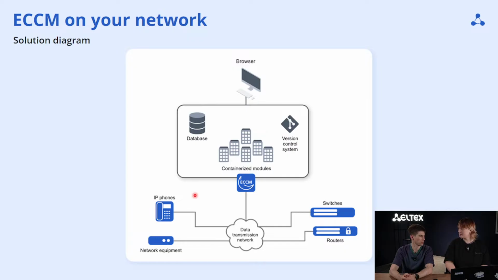Right, and when it comes to the server, what would be the system requirements for the server to install ECCM on? Good question. So first of all, you will need a basic Linux server of any operating system, and minimal system requirements would be 16 gigabytes of RAM and 200 gigabytes of hard drive space. More detailed information you can, of course, look up in our documentation, which we will direct you to at the end of our presentation.